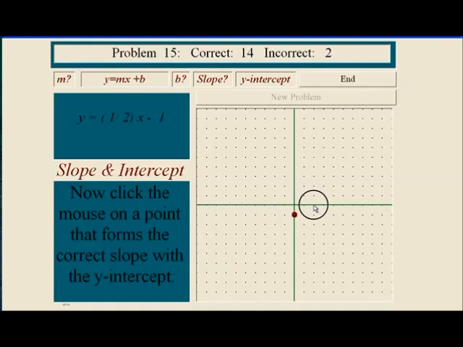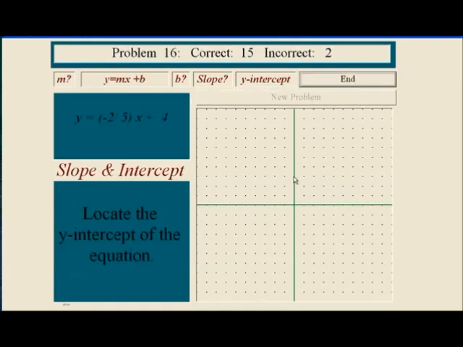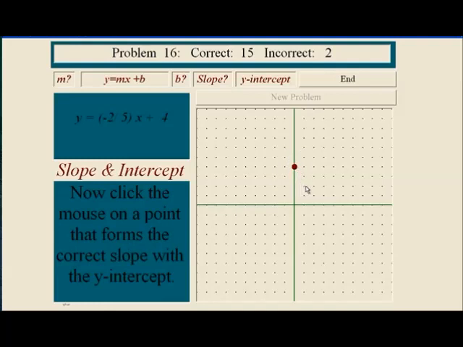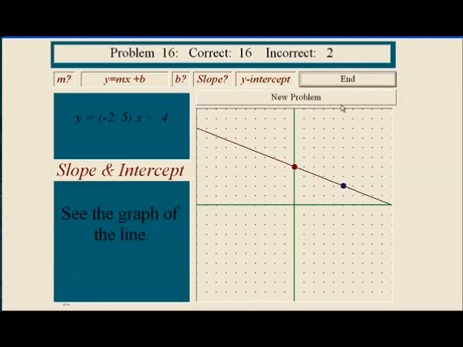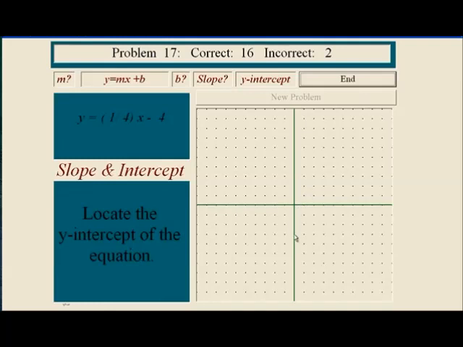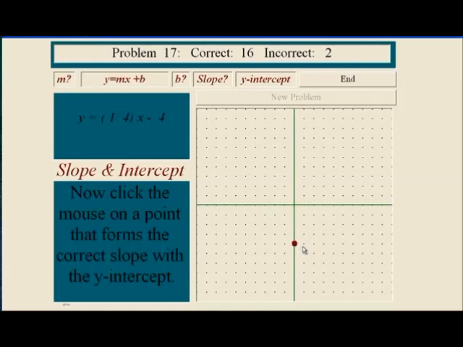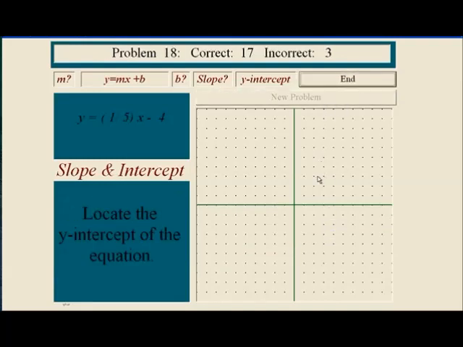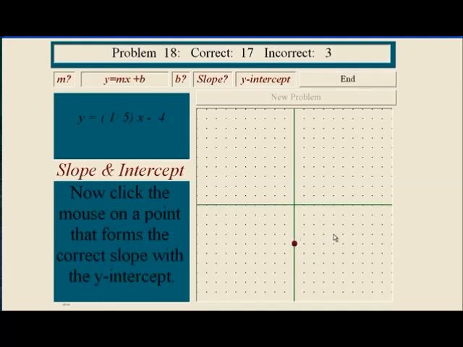Negative 1, 1/2. Negative 2, 1, 2, 3, 4, 5. 1/4. Oops. I forgot to click on the negative 4, didn't I? I was showing off too much. Down 1. I mean up 1.